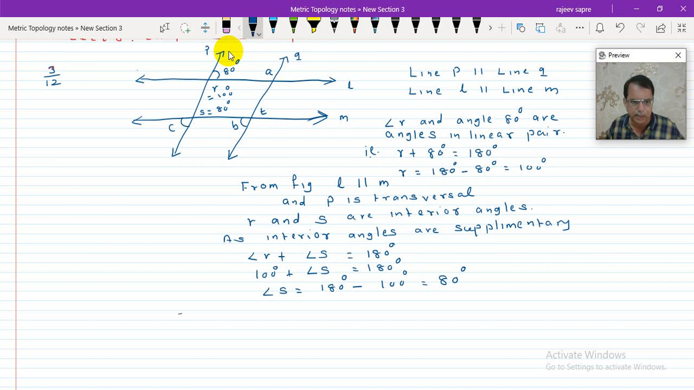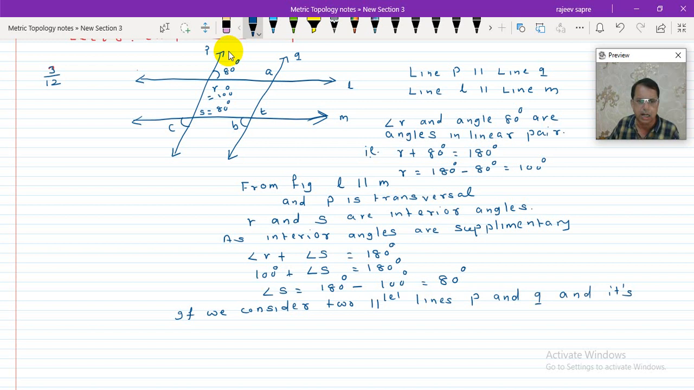So if we consider two parallel lines P and Q and its transversal M, then angle S and angle T are what? They are corresponding angles.